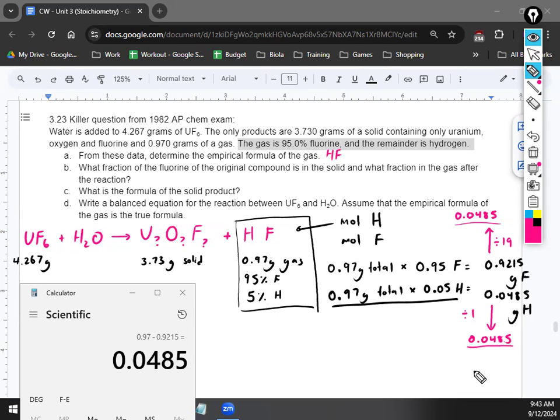So not a stupid question. If you did FH, that's correct as well. It's just, again, the nerds usually put H first for diatomic compounds like this. But if you did FH, it's totally correct as well.